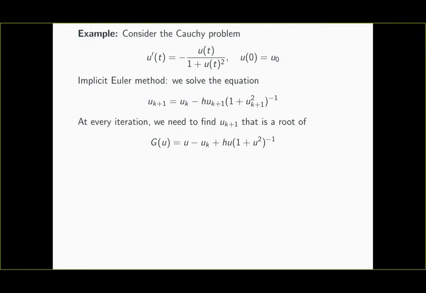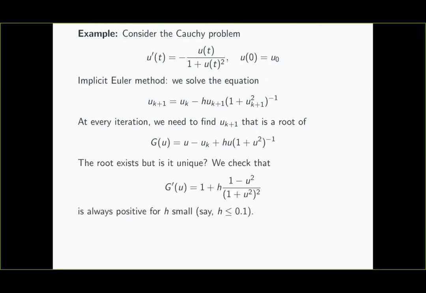Now we would like to make sure that this function g has a root and that the root is actually unique. To understand why that is the case, let's take a look again at the definition of g. So we have this term u minus uk, which is essentially a linear function in u, and this additional term h times u times (1 plus u squared) to the inverse.